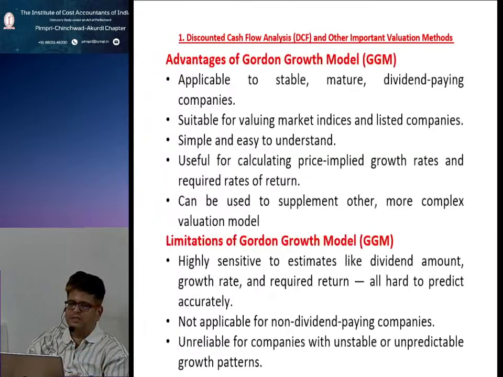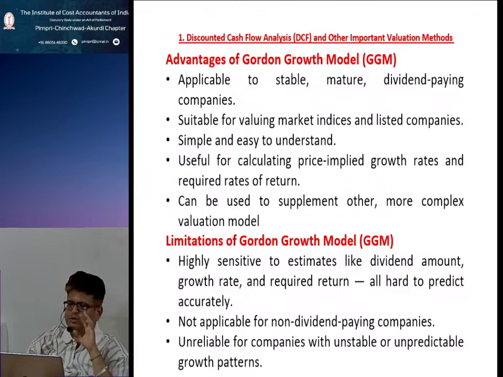The advantages of the Gordon growth model are that it is applicable to stable, mature, dividend-paying companies, suitable for valuing market indices and listed companies, simple and easy to understand, and useful for calculating price-implied growth rates and required rates of return. It can be used to supplement other, more complex valuation models.